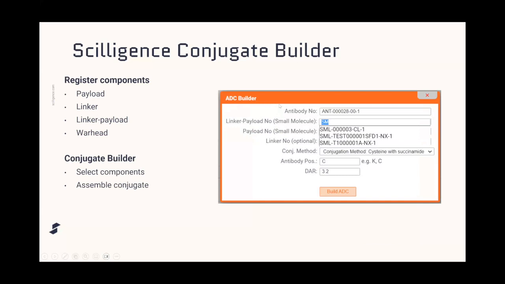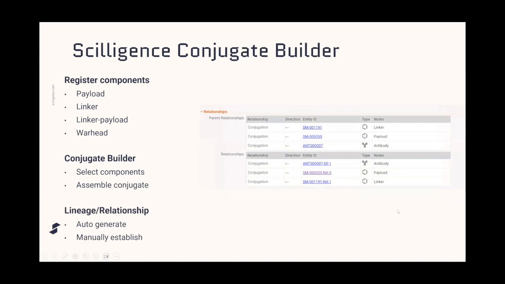Then you build the conjugate after you've registered these components. Our ADC builder is able to grab different components of your antibody drug conjugate that have already been pre-registered, and you can assemble them in a unique manner, either with an antibody positioning, the conjugation method, or a DAR ratio. We then have a lineage or relationship metadata that's tracked after you've built the ADC. This tells you where each component came from, where it was registered before, and if it can be used repeatedly to build other types of conjugates, using same components and altering it by one different piece.